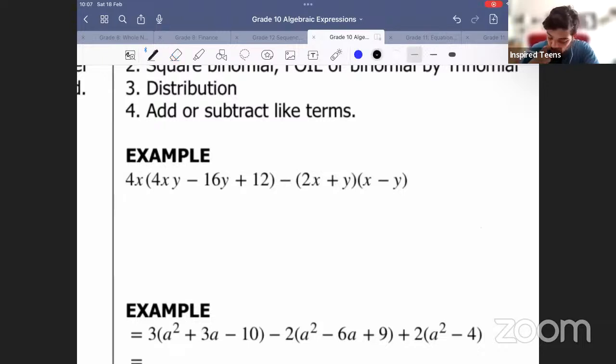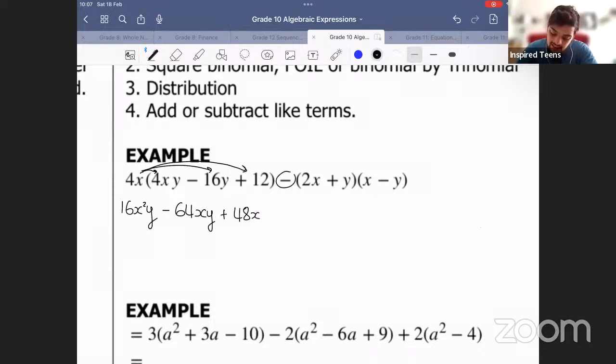So I'm going to multiply 4x and 4xy. That's going to give me 16x squared y. You multiply the coefficient by the coefficient and like variables by like variables. 4x times negative 16y is going to give me negative 64xy. 4x times 12 is going to give me 48x.